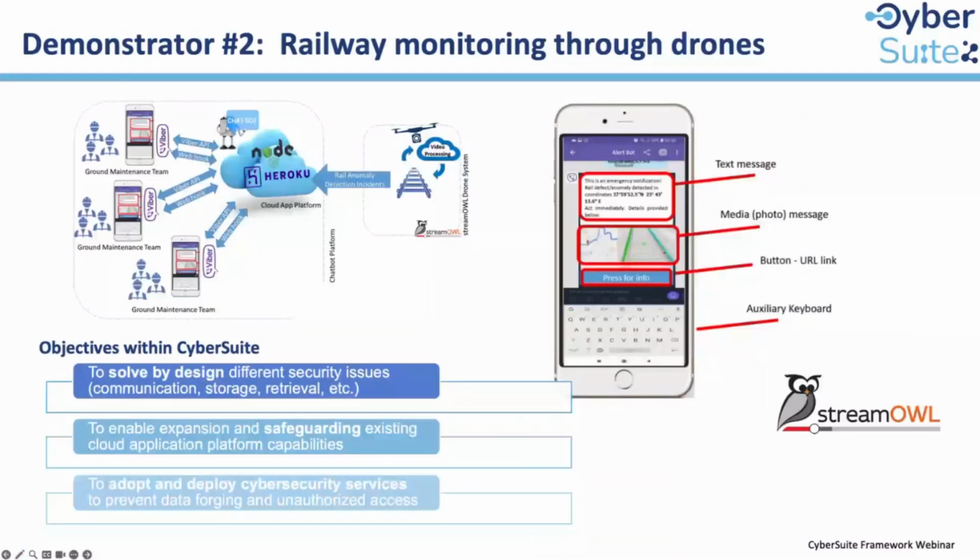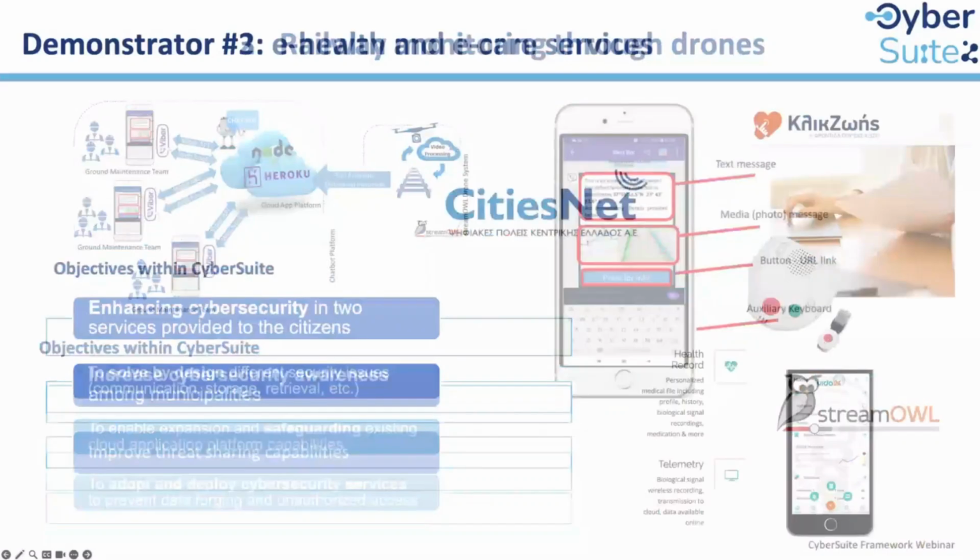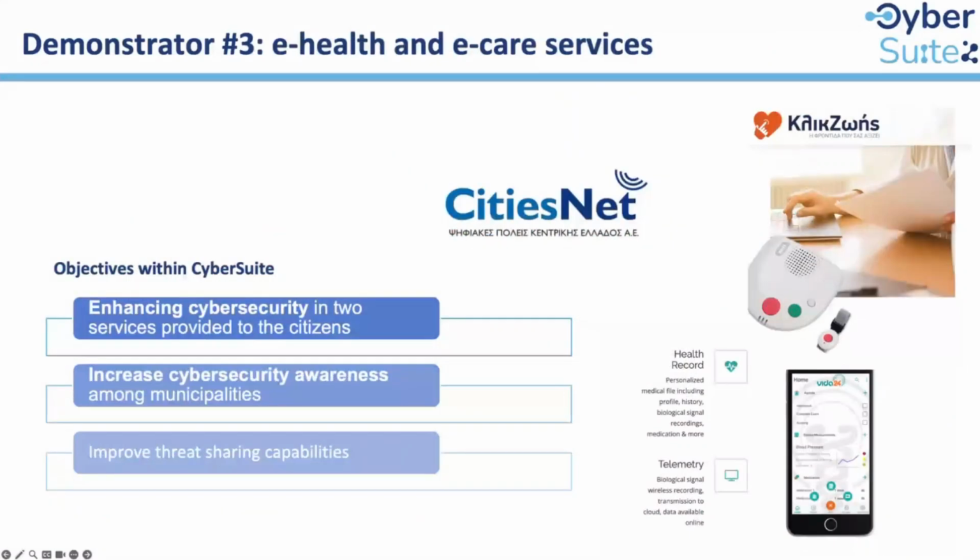We have a second demonstrator related to railway monitoring through drones, with the objective to increase, in general, the cybersecurity of this framework by enabling more cybersecurity services, safeguarding the capabilities of the platform, and doing this at runtime and by design. Our third demonstrator is relevant to e-health and e-care services. Again, we want to enhance cybersecurity in services provided to the citizens.